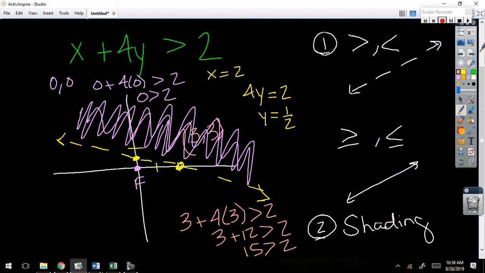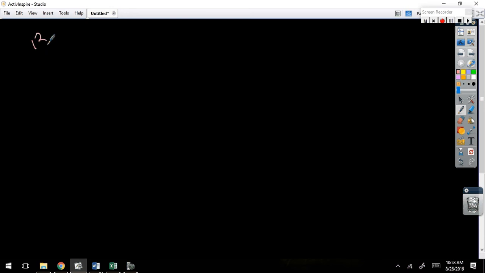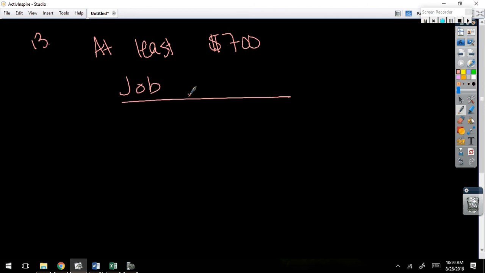Okay, Carlos estimates that he will need to earn at least $700 to take his girlfriend to the prom. Wait, this is number 13. At least $700 to take his girlfriend to the prom. Carlos works 2 jobs as shown in the table. And here's what he has to. He needs $700 at the prom.